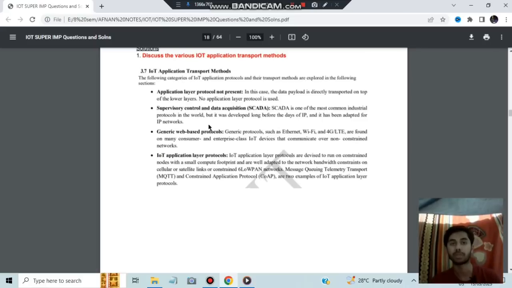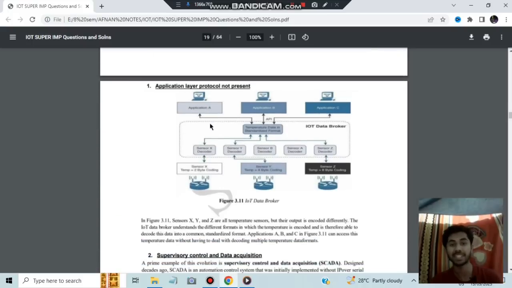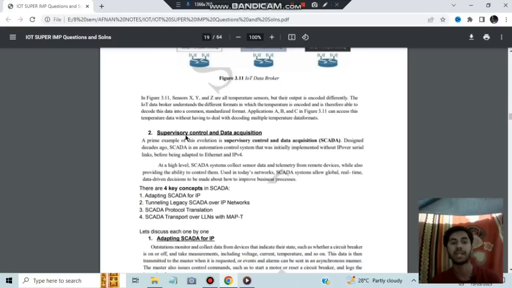Application layer protocol not present. If the application layer protocol is not present, there will be a direct link between the sensors and the applications, by the IoT data broker. That is basically what it means. Okay, the second one is SCADA.